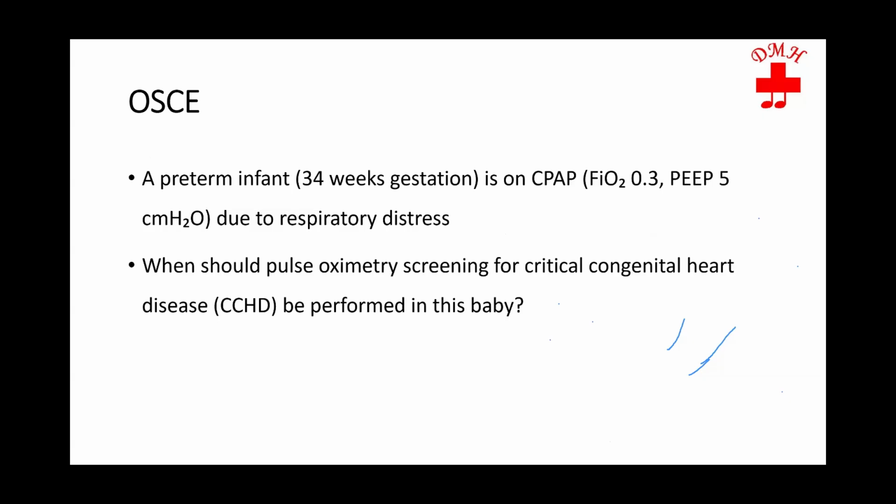Yeah. So now again, a simple question. This is a preterm infant born at 34 weeks of gestation. The baby is on CPAP. The requirements are FiO2 of 30% and pressures of 5. So the baby had distress, that's why the baby is put on CPAP. Now, there is no echo facility available in this setup. So when should pulse oximetry screening be done in this baby to rule out critical congenital heart disease? When should it be done?